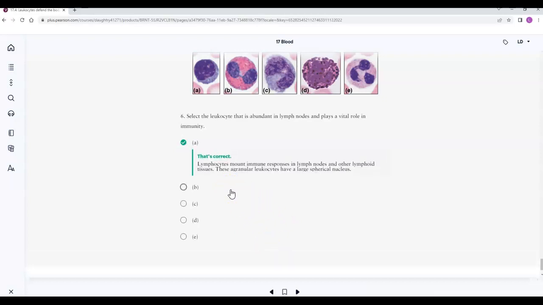Lymphocytes mount immune responses in lymph nodes and other lymphoid tissues. These agranular leukocytes have a large spherical nucleus. In fact, I'll point it out to you. The nucleus is the darker purple. This whole area here is the nucleus. And then this shows you just a little bit of the cytoplasm of this lymphocyte. So the nucleus almost takes up the entire cytoplasm of that lymphocyte.